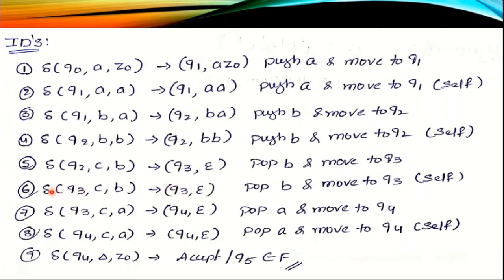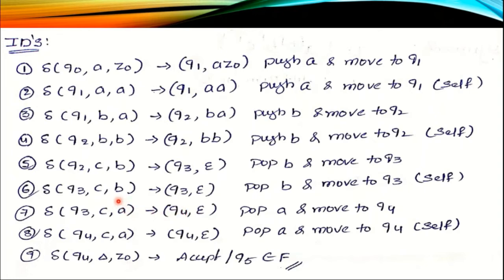So we repeat the same process. From q3, input is c, top of the stack is b, then perform the pop operation. Here epsilon indicates the pop operation, and then go to the same state q3. So here we can perform the pop operation for j number of b's with the combination of input symbol c. When we read j number of c's, we can perform the pop operation of j number of b's from the stack. After completion of popping these b's from the stack, the next top of the stack is a and the input symbol is the same c. So now we can perform the pop operation and then go to the next state q4.